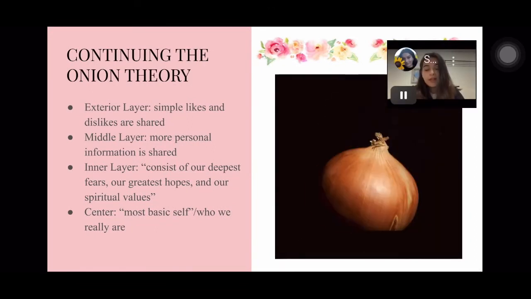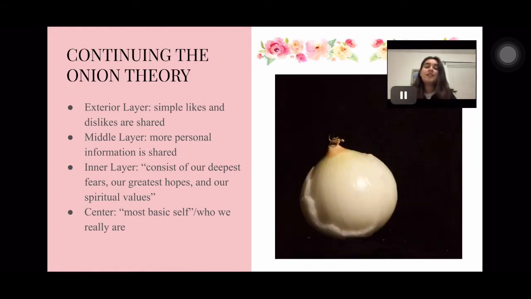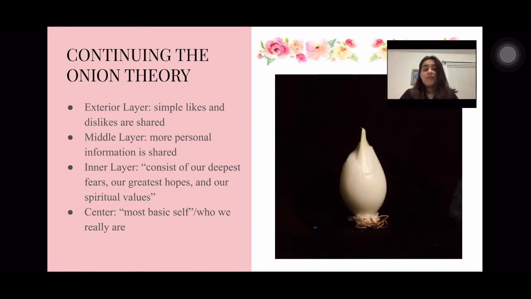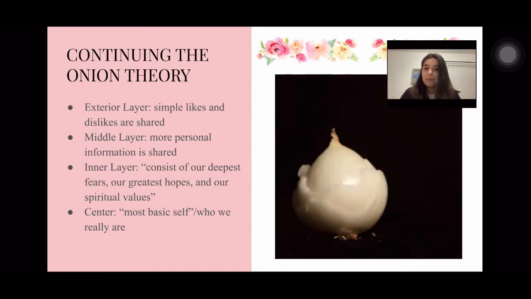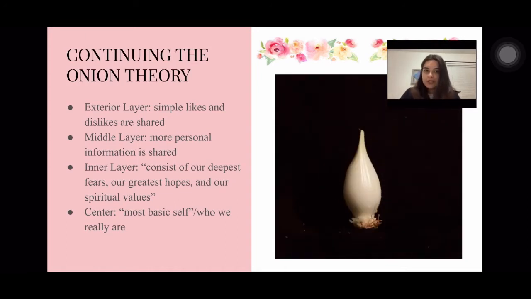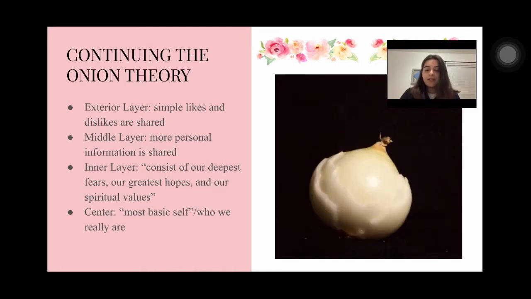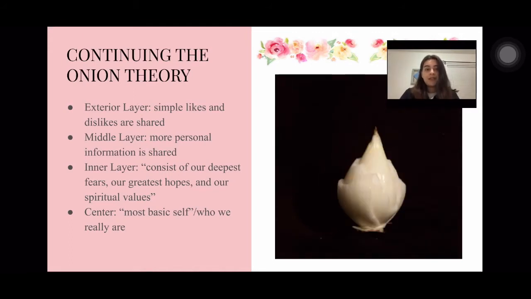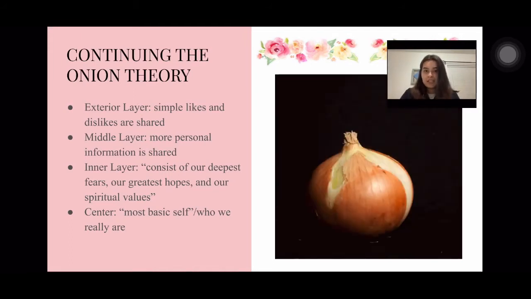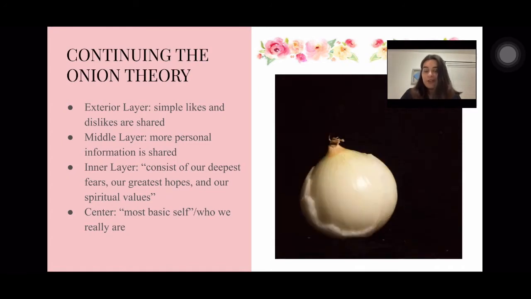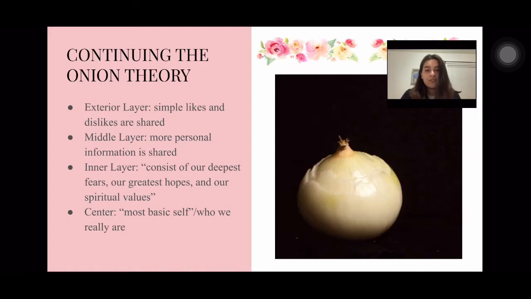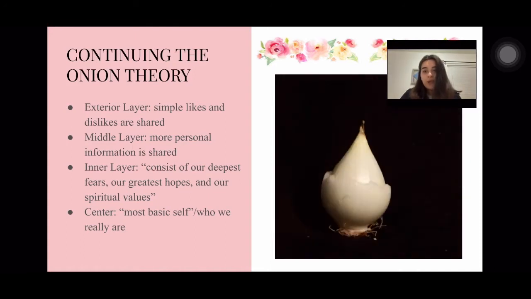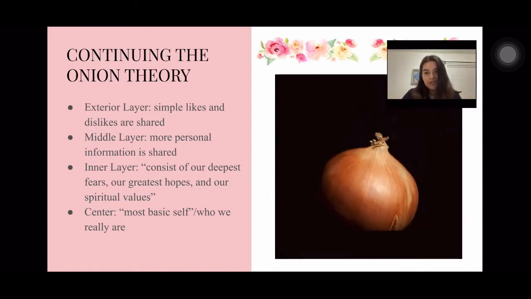Here we have the onion theory in a nutshell. Pretty much you have the exterior level, which is your simple likes and dislikes, and you share them. The middle layer is more personal, and you share more information about each other. The inner layer consists of our deepest fears and greatest hopes for spiritual values. And the center layer is the most basic self, and it's who we really are and who we decide to share with that person.